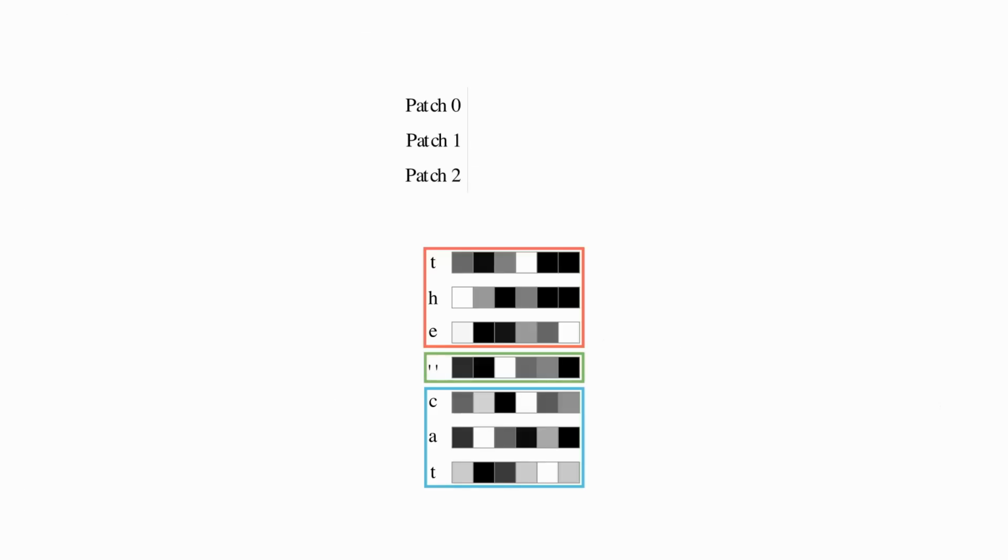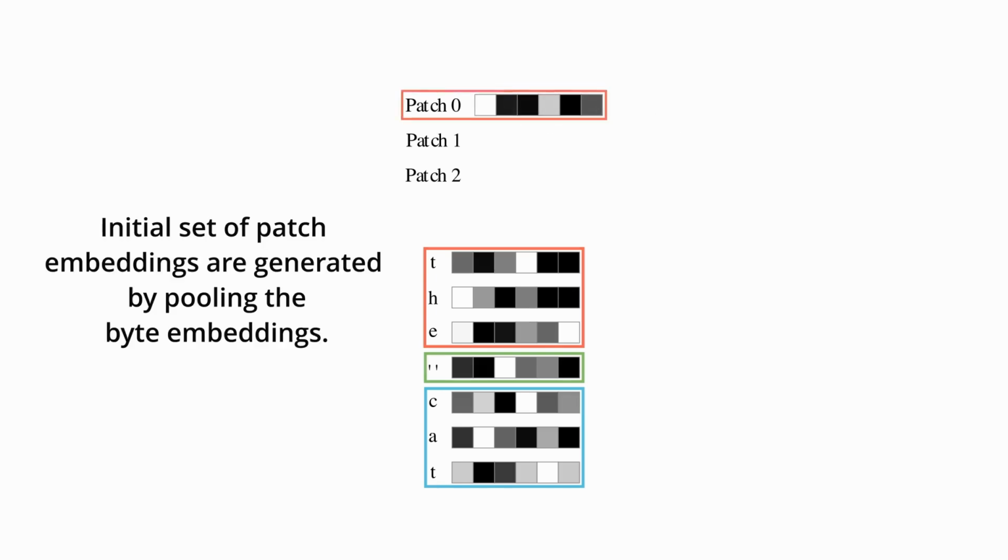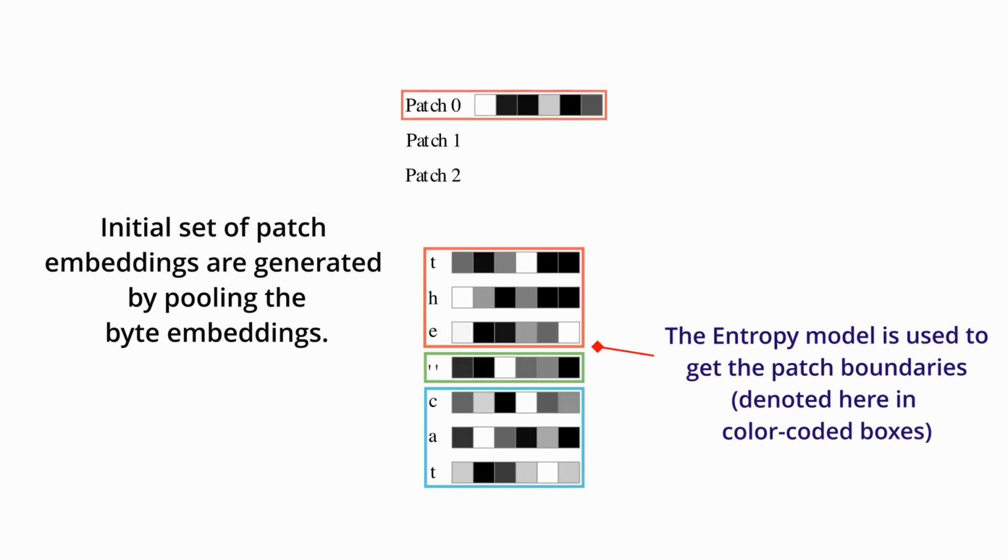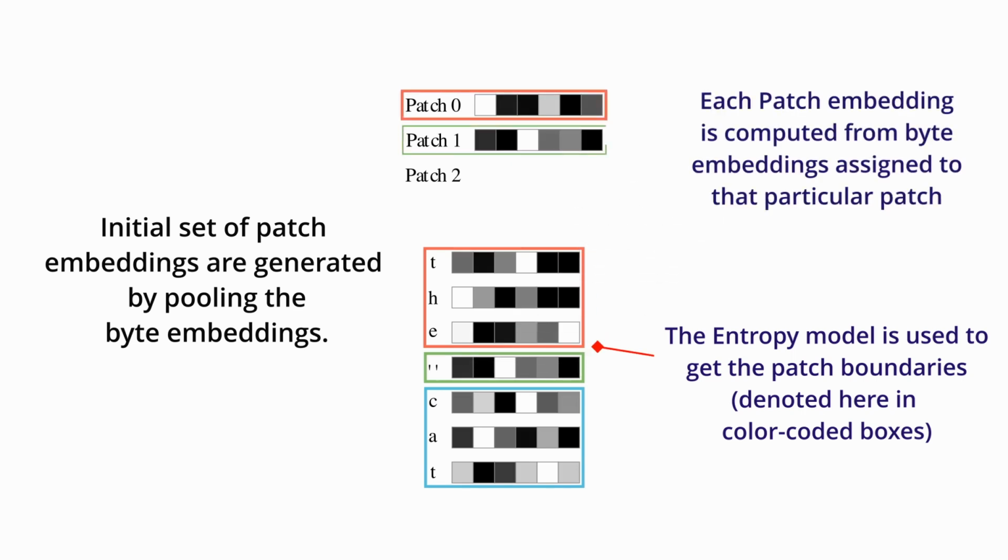Next, we need to convert these byte embeddings into patch embeddings. To do this, first we generate an initial set of patch embeddings using the patch boundaries obtained from the entropy model. This is done by simply pooling from the bytes corresponding to the patch representations. This pooling operation can be max pooling or average pooling or anything else. Basically, all the byte embedding vectors from a particular patch are combined to form the initial representation of the patch embedding vector. Now that we have both our patch embedding vectors and the byte embedding vectors, it is time to apply cross attention to further contextualize the patch embeddings.